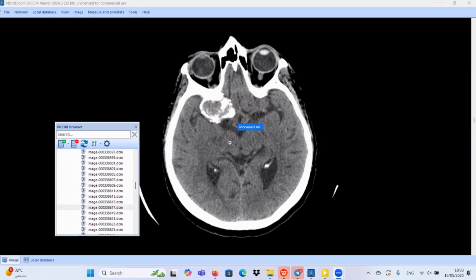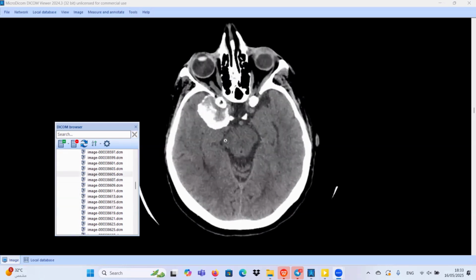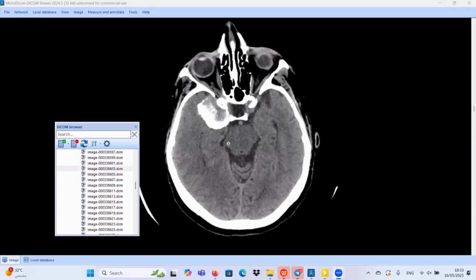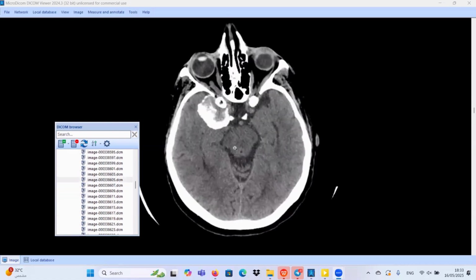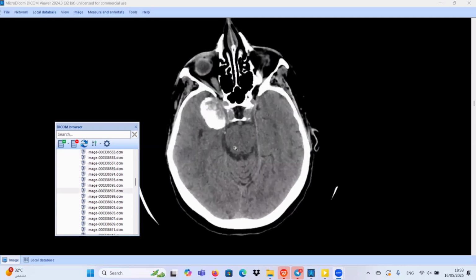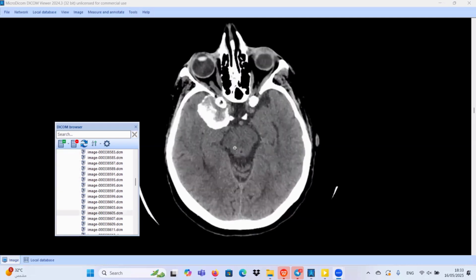But I think the mass lesion is along the right side of the internal carotid artery. So our differential diagnosis will be a calcified meningioma rather than a giant saccular aneurysm. So the next step for this case is to see the bone window. The bone window is very helpful.